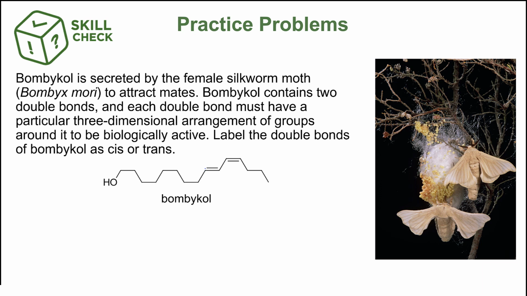So I'm going to look at the first one here. My large groups are here and here. Those are on the opposite sides, so this first one is trans. And then if I look at the second one, here's my double bond line. My large groups are here and here. Those are on the same side of that red line, so this is a cis.